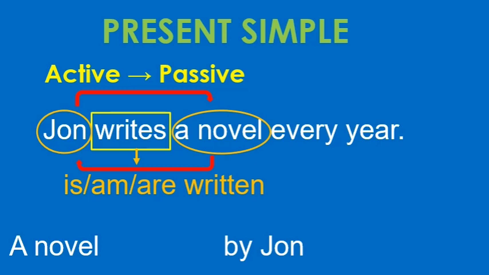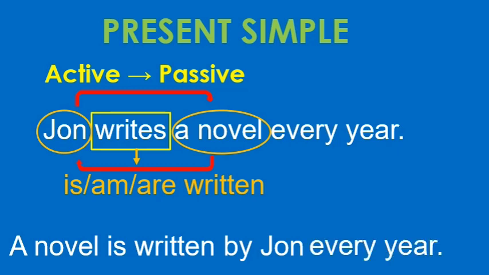And then the verb choose. A novel is, am or are. So of course, novel is written by John, and then the time, leave it that way, do not change. A novel is written by John every year. It's easy, isn't it? Now let's move to the past simple.